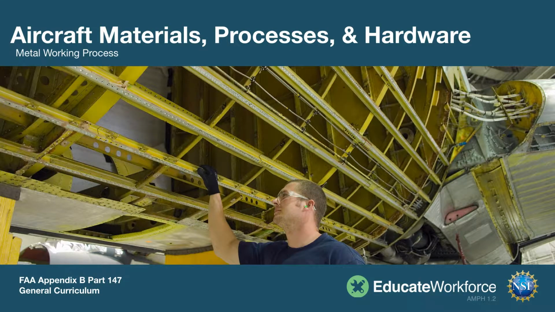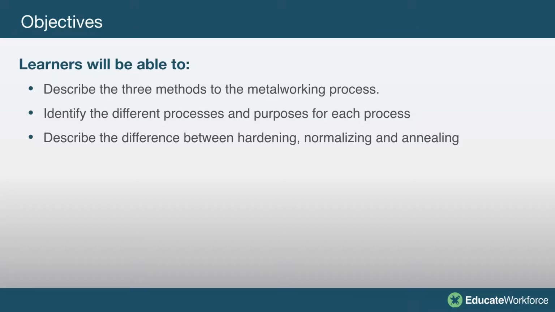Aircraft materials, processes, and hardware. Metalworking process. The learners will be able to describe three methods of metalworking: hot working, cold working, and extruding. They're going to identify the different processes and purposes for each process and describe the difference between hardening, normalizing, and annealing.